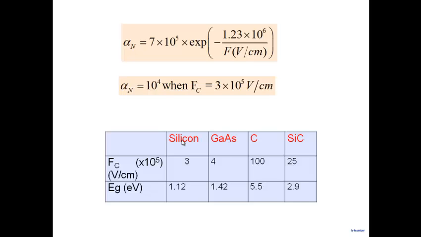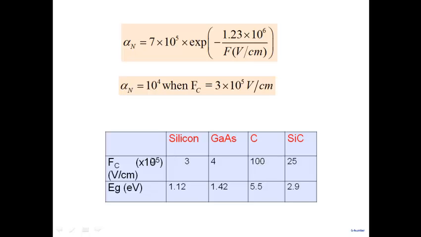Now, that's where you can see the values here. The values for silicon: impact ionization field, the critical field, is 3 times 10 to the power 5. For gallium arsenide it is comparable, 4. Obviously, you can imagine that it would depend on the energy gap. If I have a smaller gap, I need less energy to ionize my atom. If I have a larger gap, I need more energy to ionize my atom. So for silicon it is 3, gallium arsenide is 4, diamond 100.